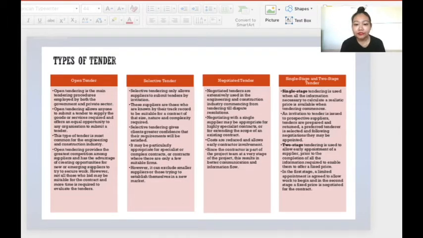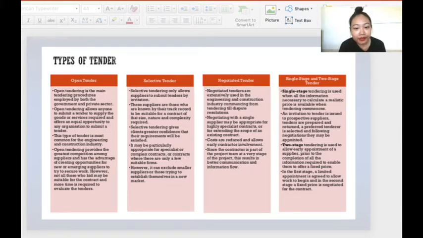And then for selective tender, it is much different from open tender. Selective tendering only allows suppliers to submit tenders by invitation. These suppliers are those who are known by their track record to be suitable for a contract of the size, nature and complexity required. Maybe meaning to say that this kind of contractor, they already have done a few jobs for the government previously. So maybe they are being invited for the tender.